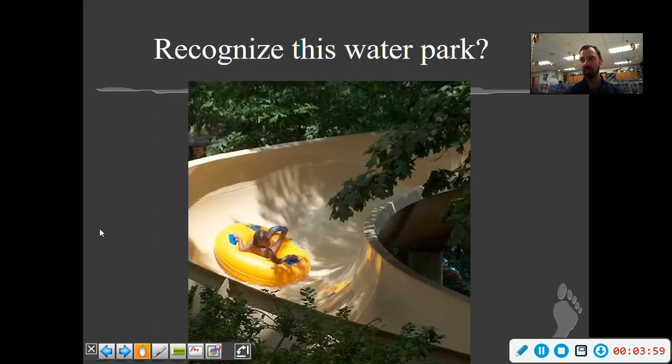So those that live on Long Island obviously know this water park, a local water park called Splash. There might be other water parks you've been to. But basically, we can use this as an analogy for where the velocity of the river is going to be the greatest, so where the sediment is going to be deposited and where it's going to be eroded.